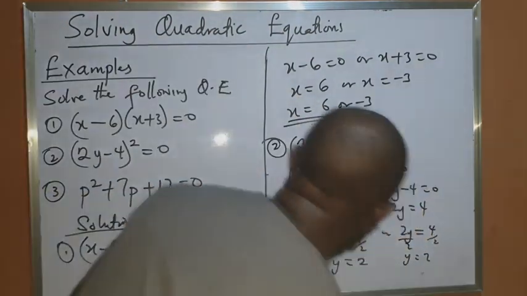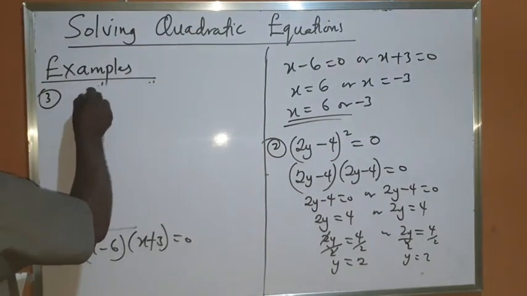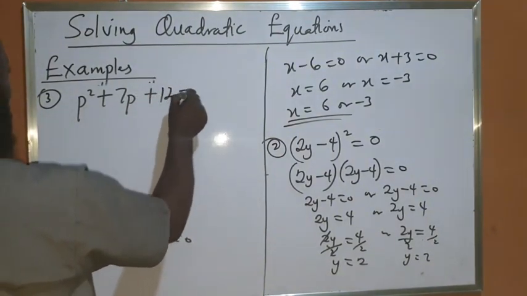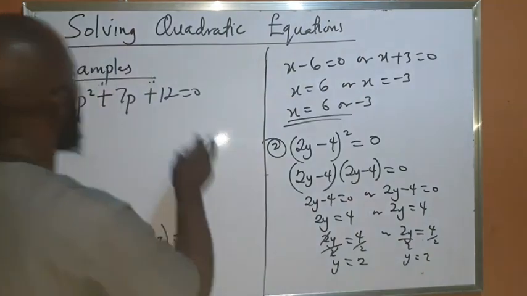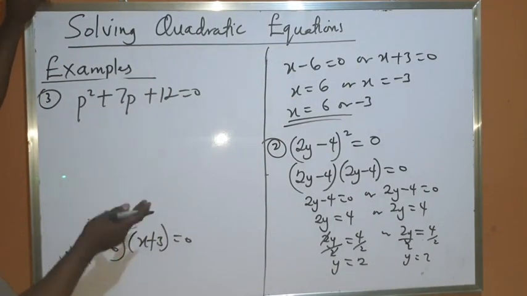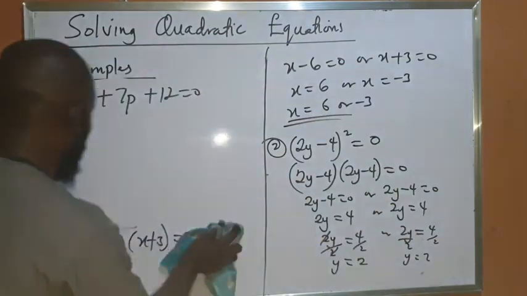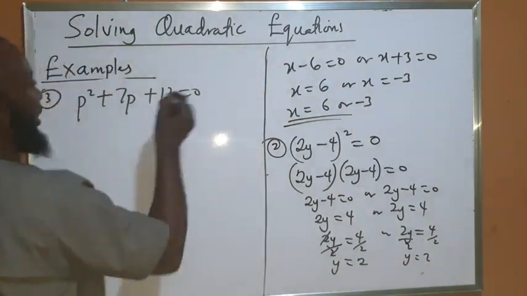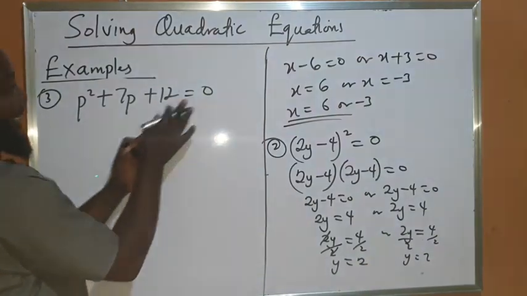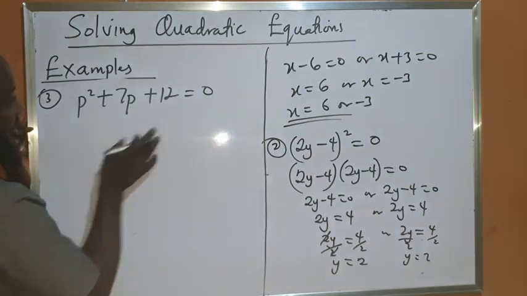For question number 3, what we have is p squared plus 7p plus 12 equals 0. You can see this one is quite different from the first one we just did. What we're going to do is factorize this using the normal factorization method we know. The only thing is that we are equating it to 0. That is the difference between a quadratic expression and a quadratic equation. Is that clear? We're going to factorize this, then equate everything to 0.